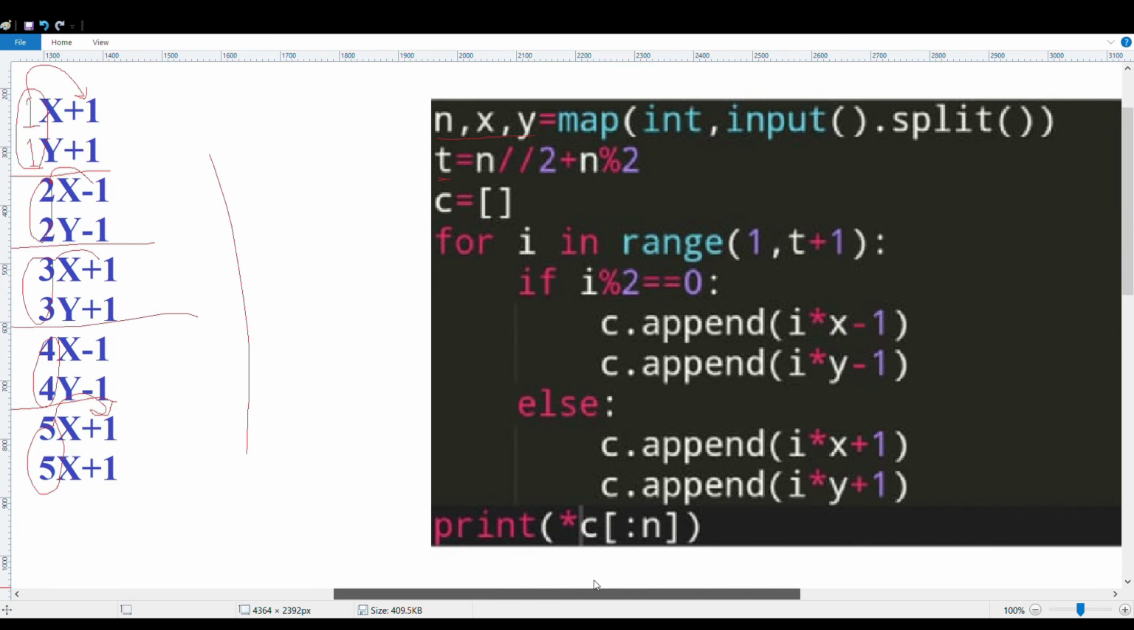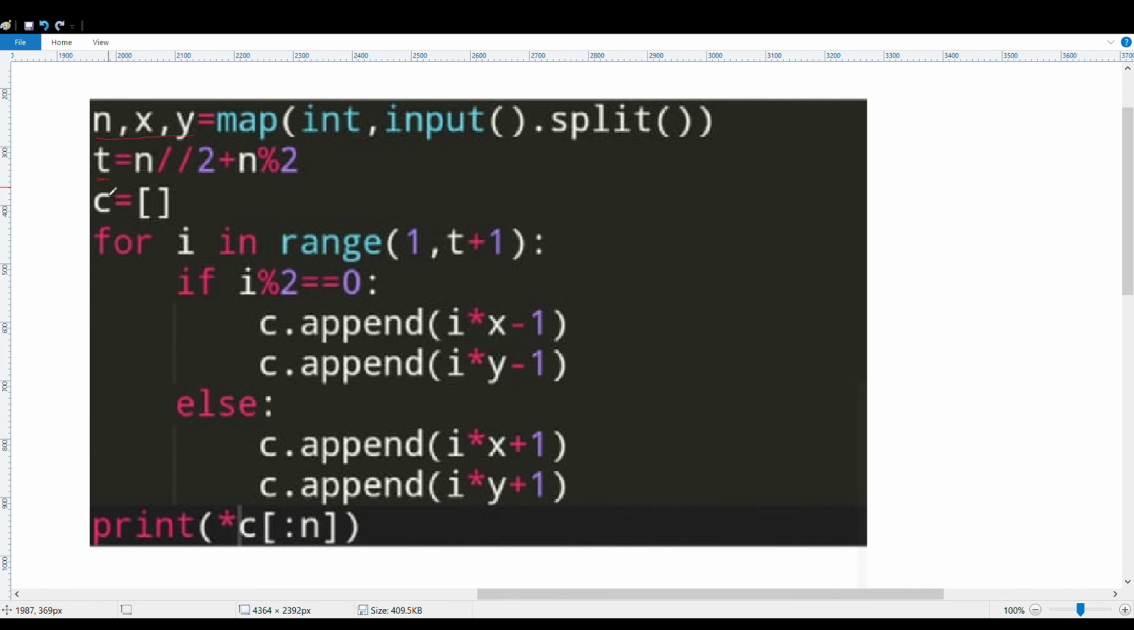On this condition we have taken n divided by 2 and then the mod value. If it's odd, it will be 1, and if it is even, it will be 0. So there is no need for an if and else condition.